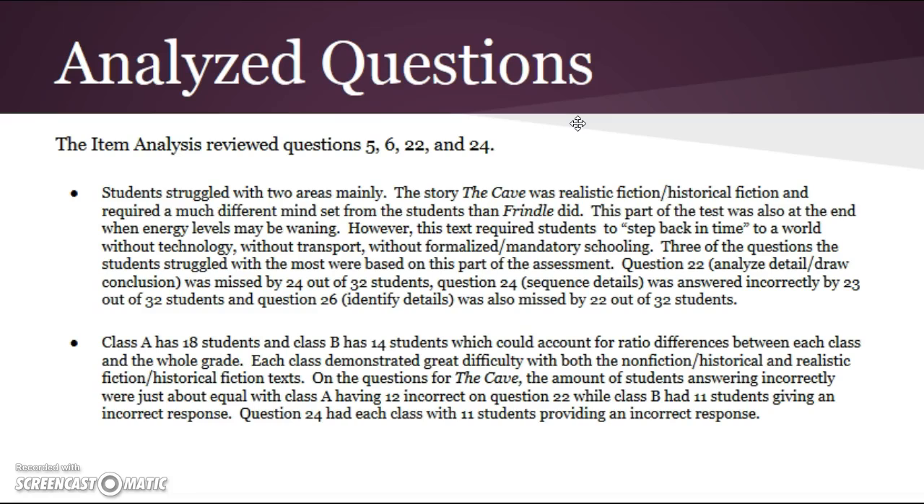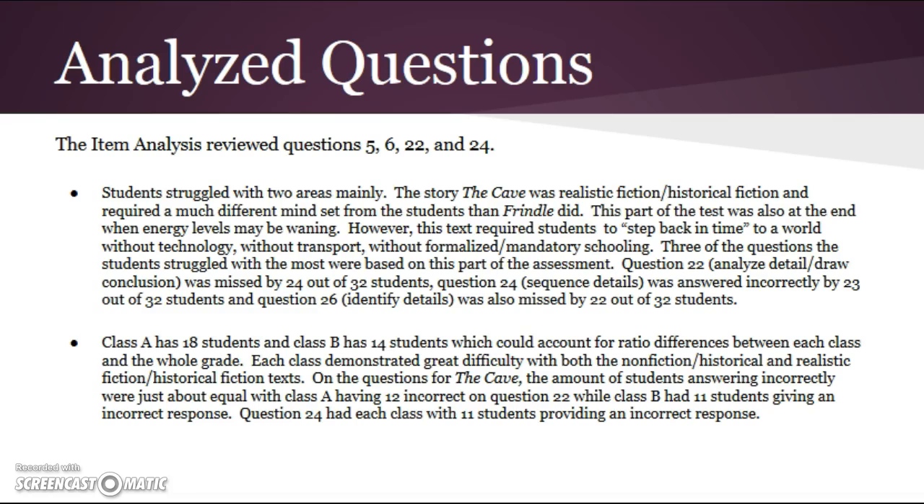Question 22, which came from the analyzing details strand, was missed by 24 out of the 32 students tested. Question 24, sequencing details, was answered incorrectly by 23 out of 32 students, and question 26 from the identifying details strand was missed by 22 out of 32 students. We did also want to note that Class A had 18 students and Class B only had 14 students, which could account for some of the differences that we saw in scores in the strands.